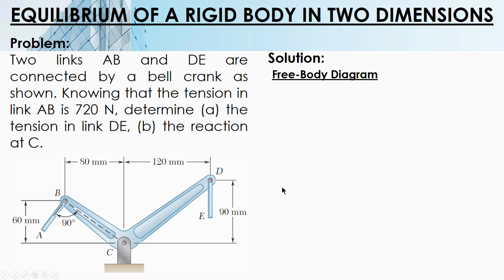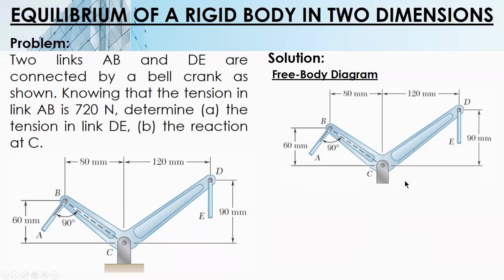So therefore, we detach the support at C, no? We'll choose BCD as our body, the rigid body. So we detach this. So, the support at C is gone, no? And then identify all forces. Given, knowing that the tension in link AB is 720 newtons, this one. So, first the given, and what we need is the tension in link DE, and the reaction at C.